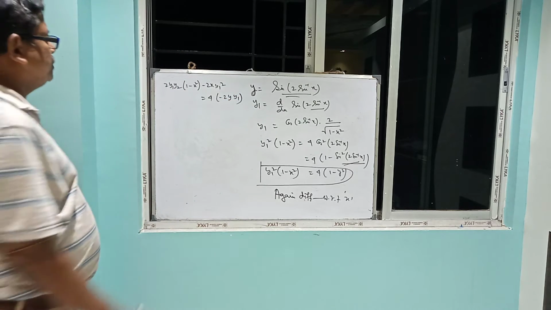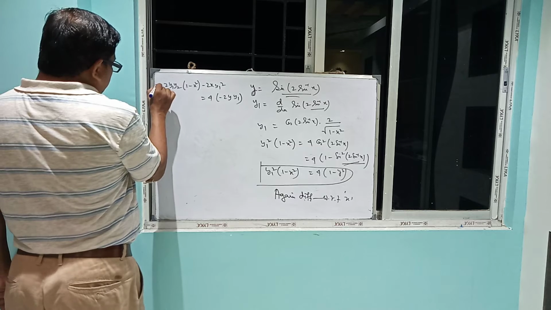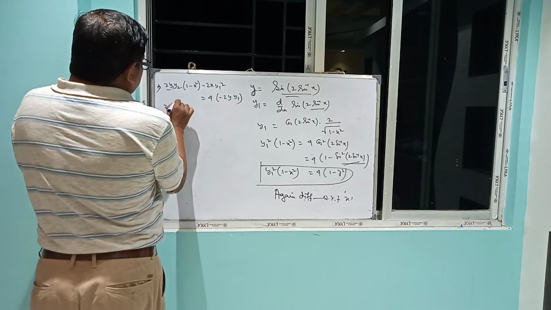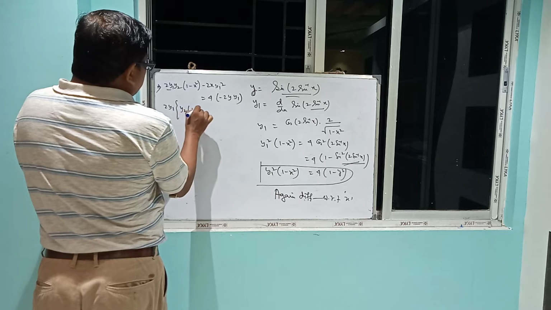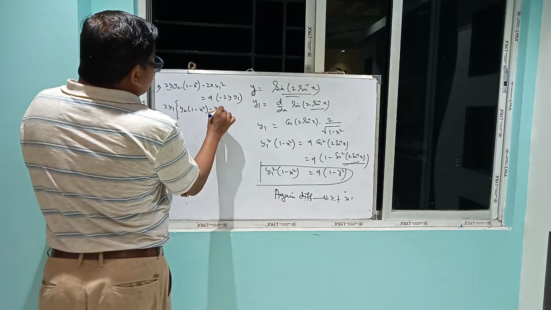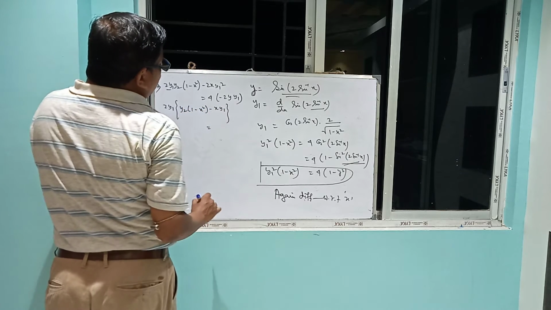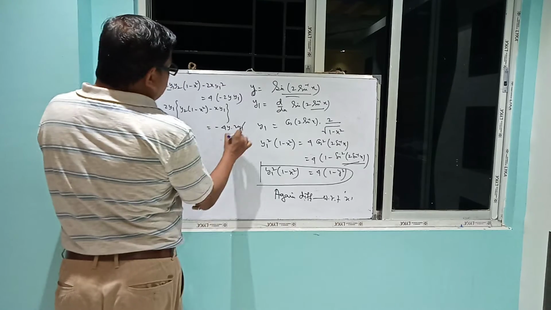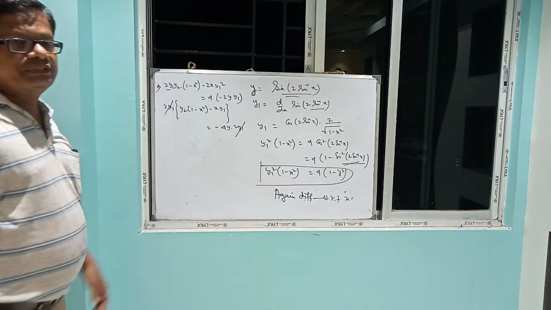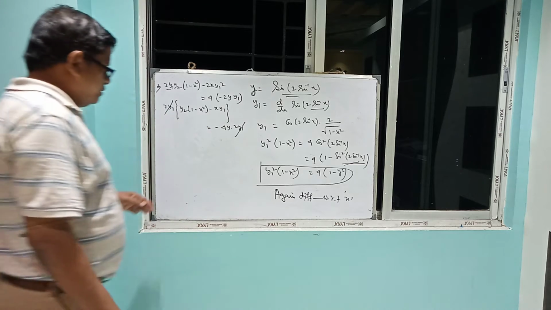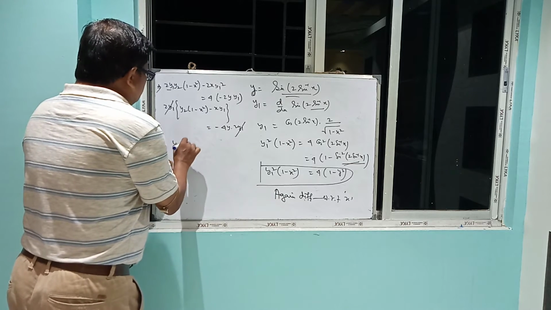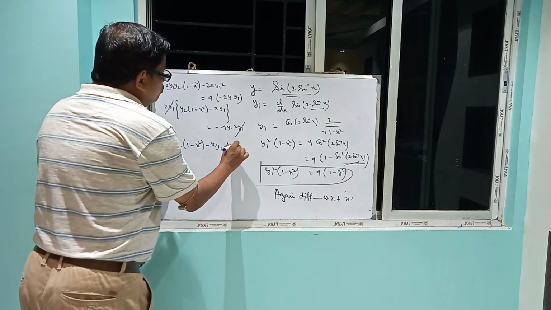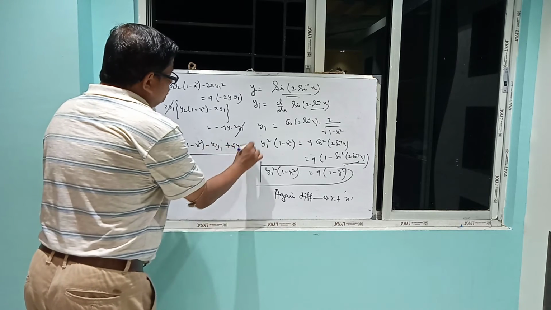Now 2y1 is common on both sides. Take 2y1 common. Then y2 into (1 minus x square) minus x y1 equals minus 4y. See, 2y1 is cancelled on both sides. So the remaining part is y2 into (1 minus x square) minus x y1 plus 4y equals 0.